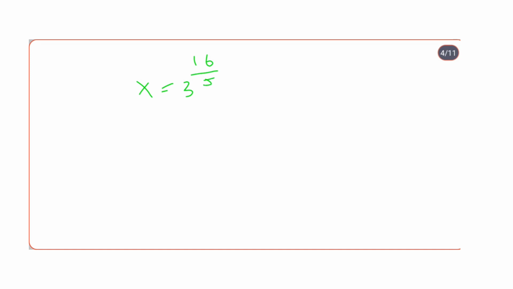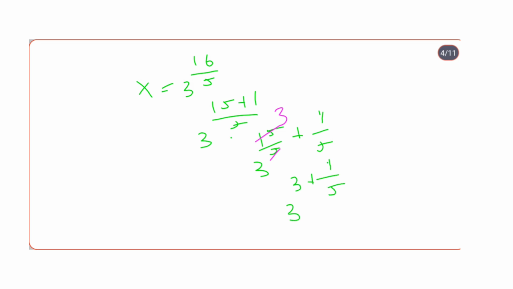This 16 we can write as 15 plus 1, by 5. We have to split this division: 3 power 15 by 5 plus 1 by 5. Again 5 threes are 15, so we can get it as 3 power 3 plus 1 by 5.